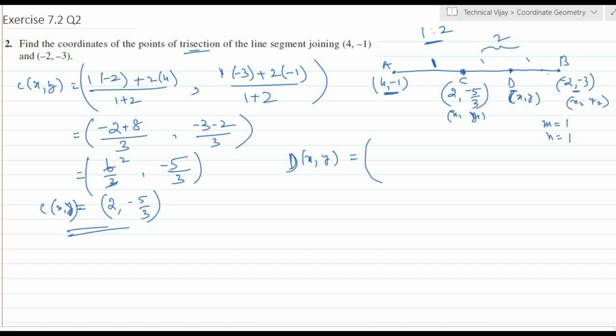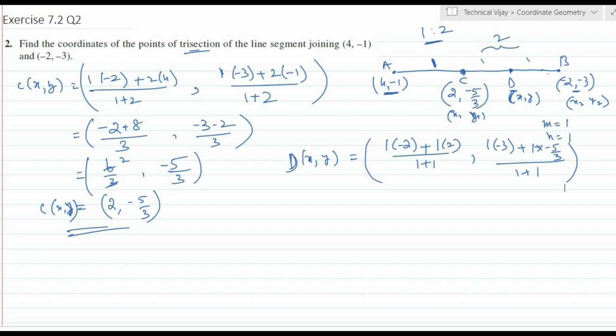So now m into x2, that is 1 into minus 2, okay, plus n into x1, that is 1 into 2, divided by 1 plus 1, comma, so here m into y2, that is 1 into minus 3, plus here 1 into minus 5 by 3, okay. So whole divided by 1 plus 1.